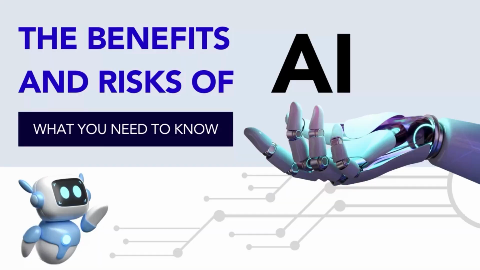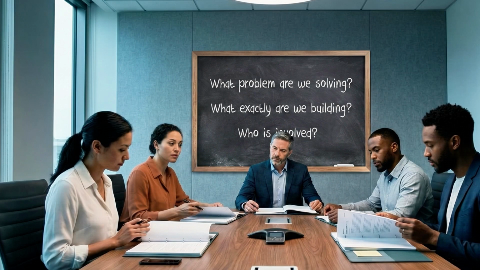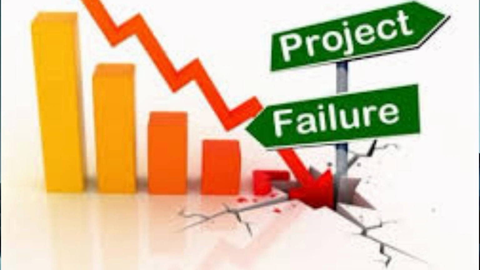This phase is all about reducing confusion before execution actually begins. And if this phase is weak, AI would not save your project. It will just help the team build the wrong thing faster.